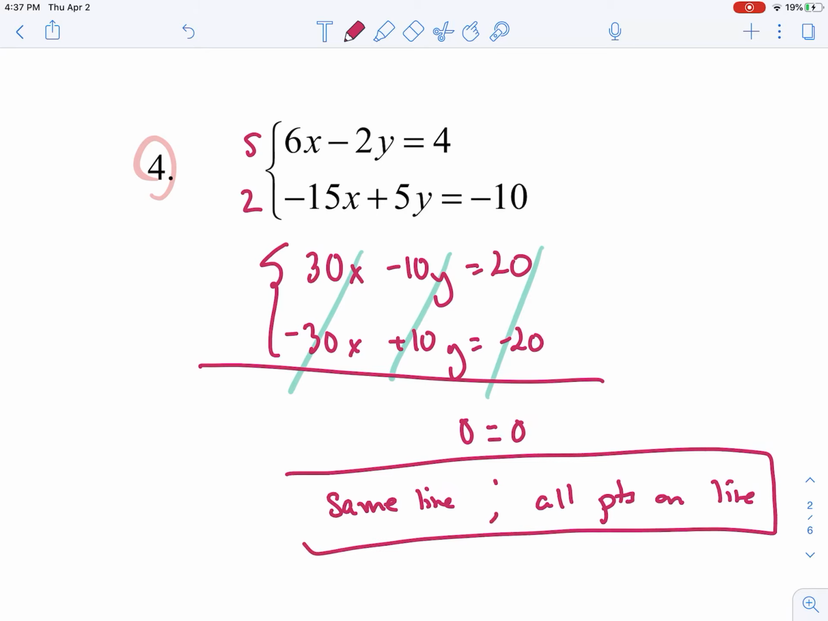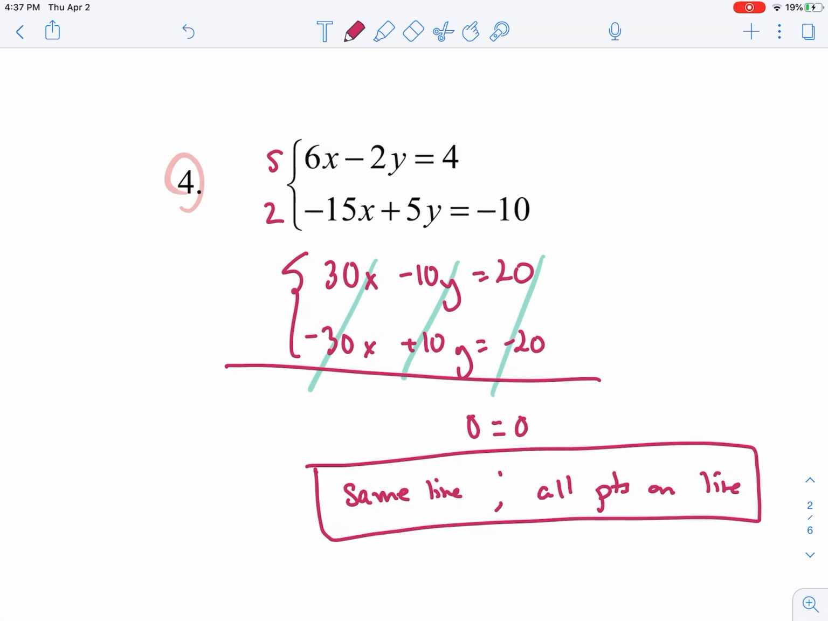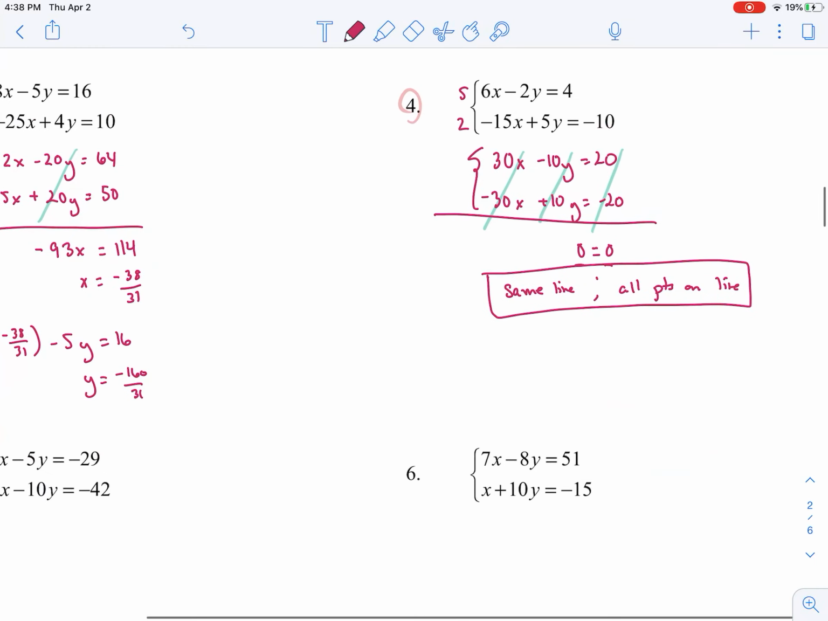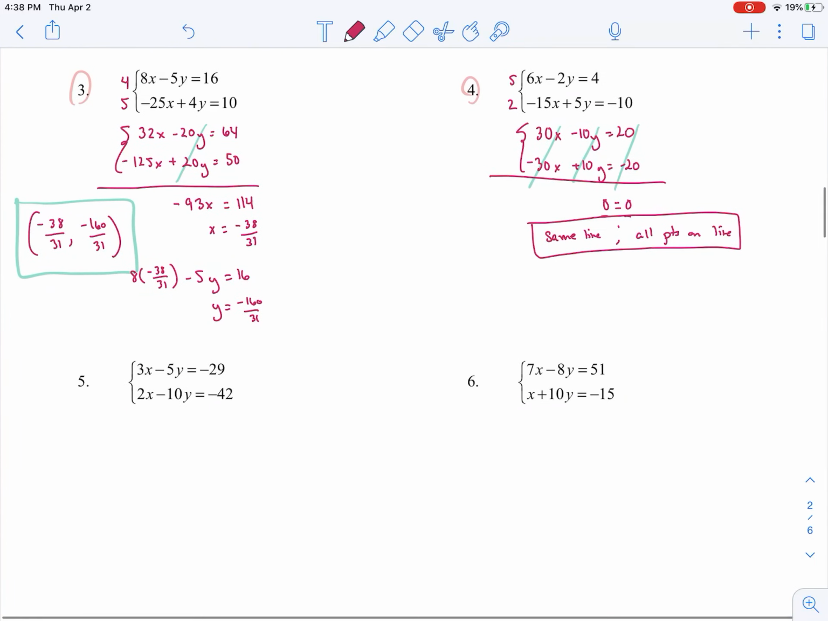These are the same line, they're just written a little bit differently. The solution is all the points on the line. That's where these two lines intersect. These two lines intersect everywhere on that line. So be on the lookout for this whenever you get, no matter what you plug in, 0 is going to equal 0.